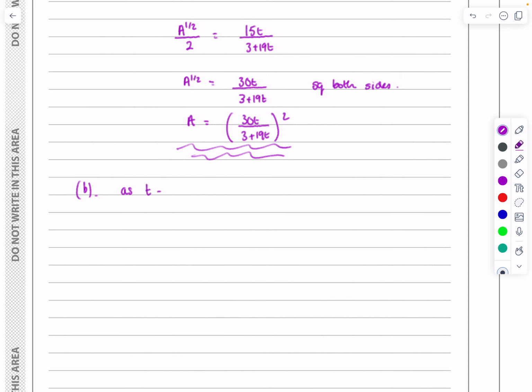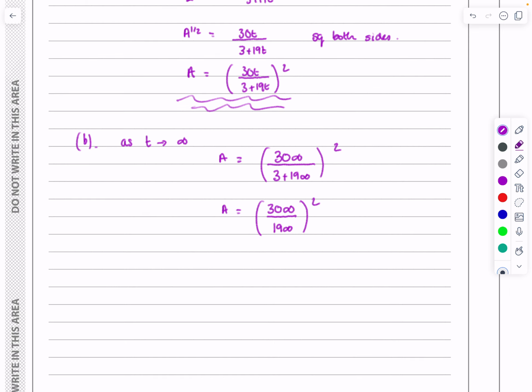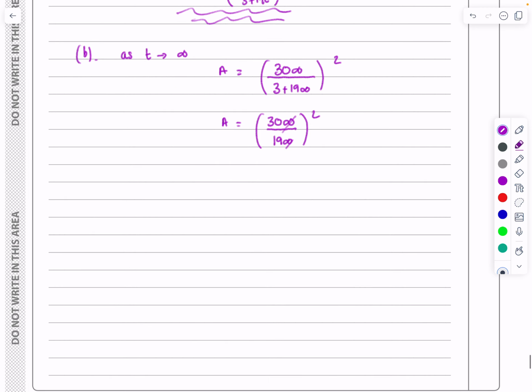As t tends towards infinity, what are we going to get? Well, we're going to get a is equal to, put infinity in, 30 infinity all over 3 plus 19 lots of infinity, squared. Well, if we do that, the 3 is completely irrelevant, and I'm taking a long time to do this, you could do it much quicker than this. We get that it would tend towards 30 infinity over 19 infinity. Well, they can cancel, can't they? So A is just going to tend towards 30 over 19, squared.